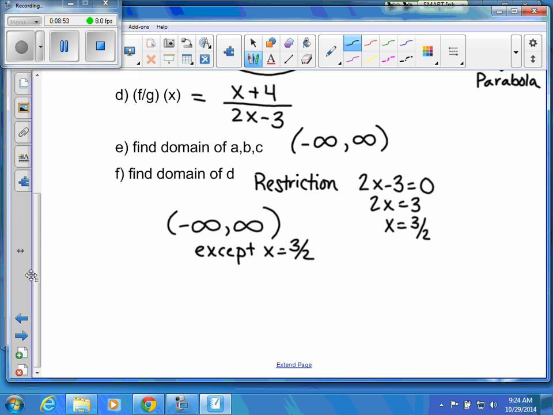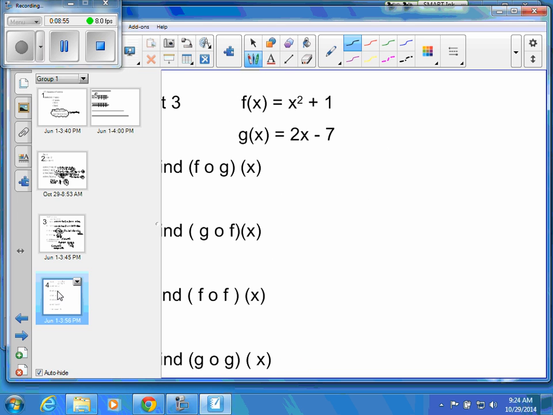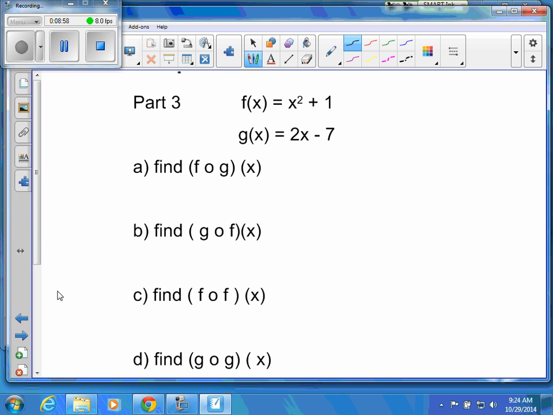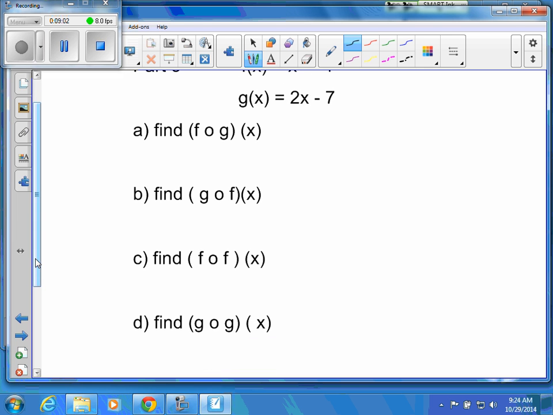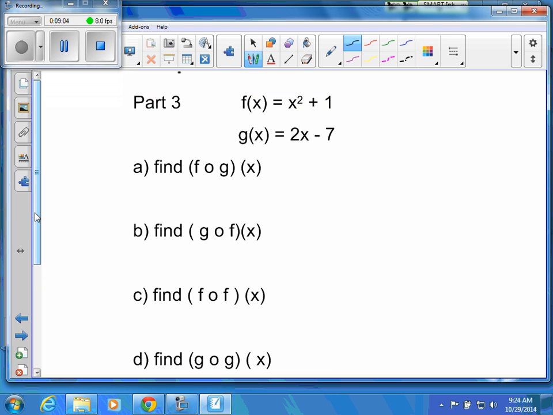Okay, next part. Now we're going to learn how to do fog, gof, fof, and gog. These are called compositions. Do you see the difference between add, subtract, multiply, divide? This is not a multiplication sign. This is a circle. Circle stands for composition. We did this in Algebra 2, but this is what you want to look at.